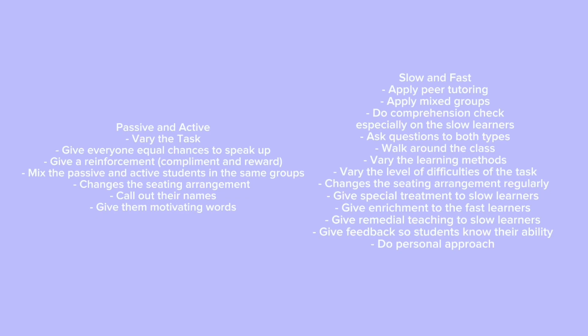So the first is how to deal with passive and active learners. We need to vary the task: listening, speaking, reading, writing, vocabulary, and grammar. And the next is give everyone equal chances to speak up and give them reinforcement, a compliment, or a reward. And the next is walk around the class so everyone will get your attention, and also mix the passive and active students in the same groups, and also change the seating arrangement, because sometimes some students are passive, they think you don't pay attention to them, and call out their names. All of the students that you teach in the class, you have to call their names, you have to know them, because I think it gives them a good impression, and also give motivating words.